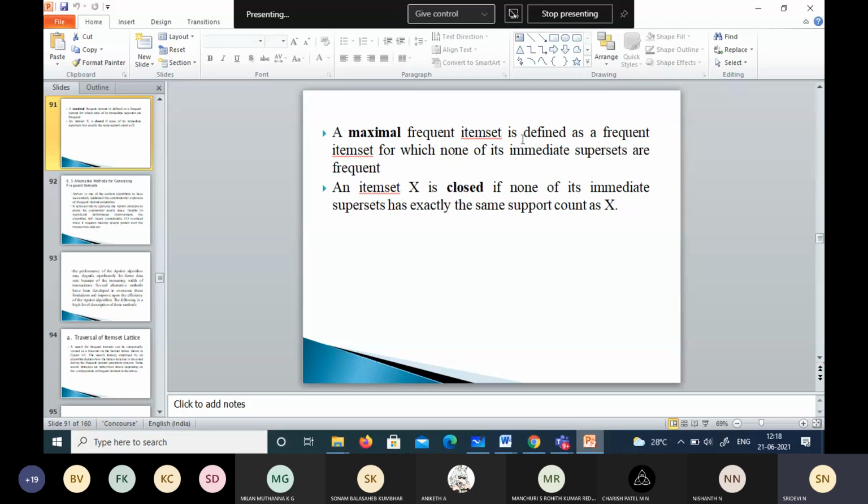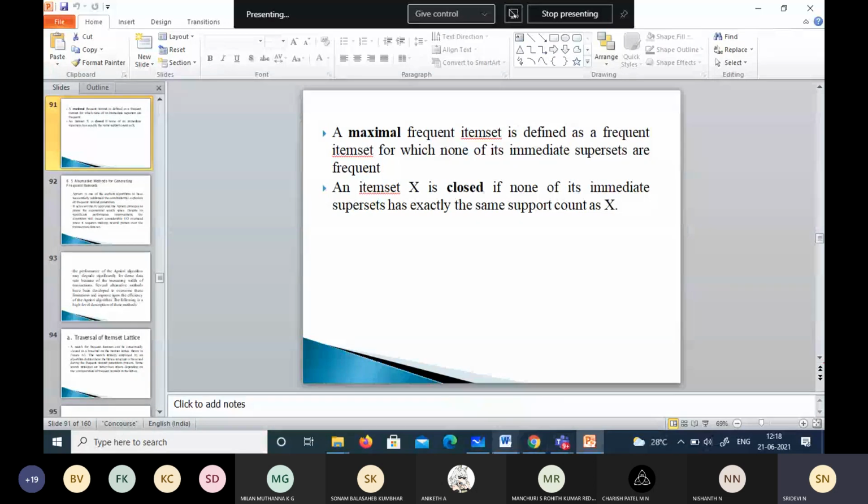A maximal frequent item set is defined as a frequent item set for which none of its immediate supersets are frequent. That is, the support count of the immediate supersets should not be equal to the item set's count. And an item set X is closed if none of its immediate supersets has exactly the same support count as X, not even one.